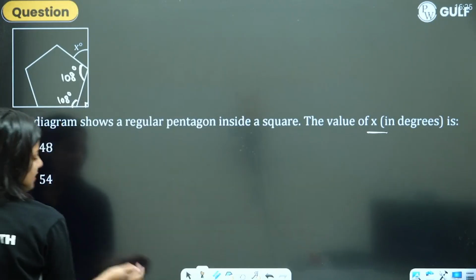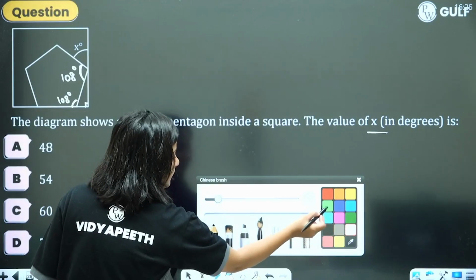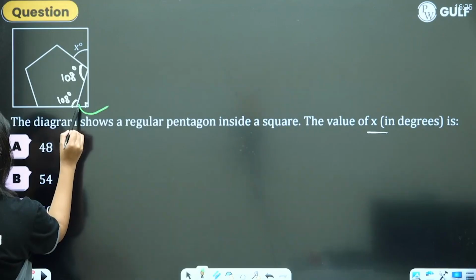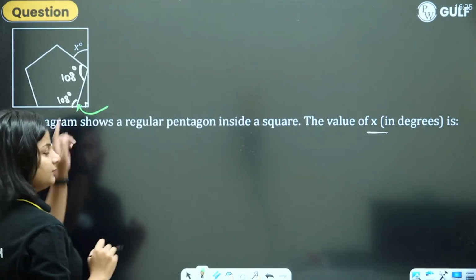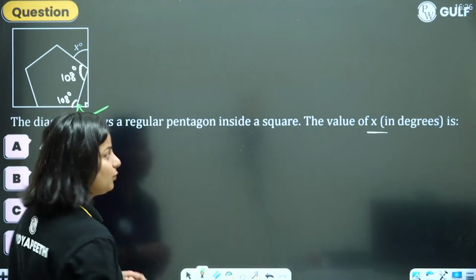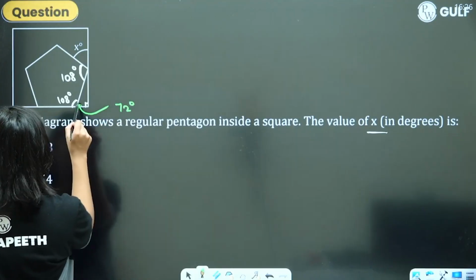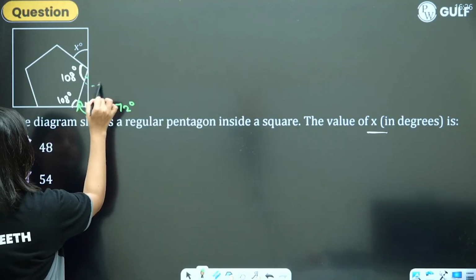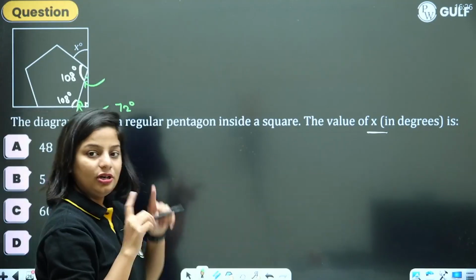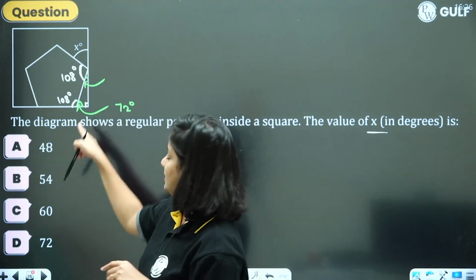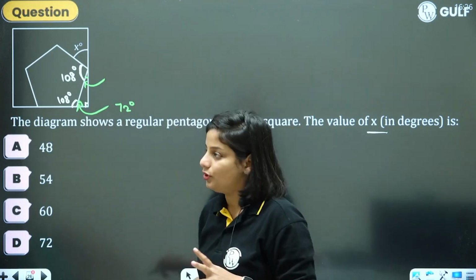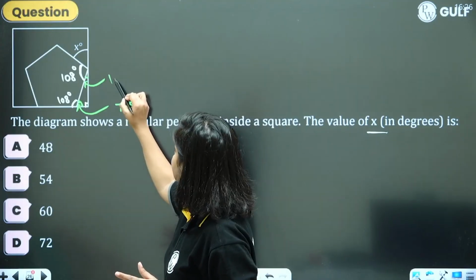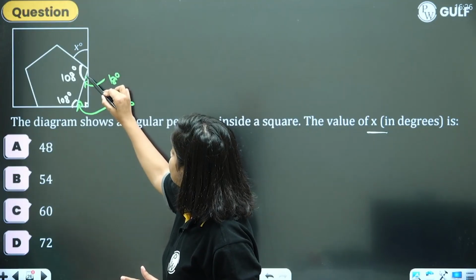So if this angle is 108, how much will be the angle over here outside the 108? 180 minus 108, which is 72 degree. If this is 72 degree, this is 90, how much will be this? Sum of all angles is 180. So 72 plus 90 is 162, 180 minus 162 is 18. This will be 18 degree. This angle is 18 degree.